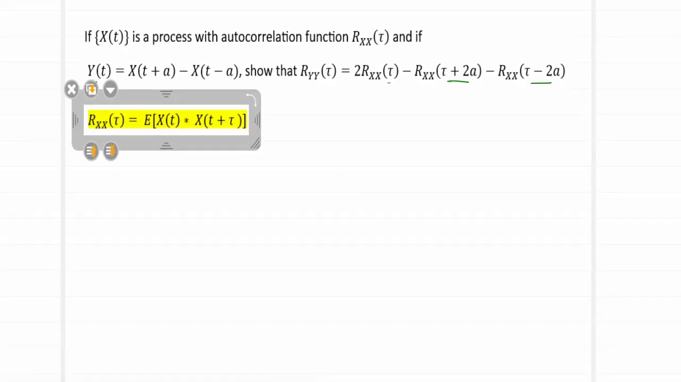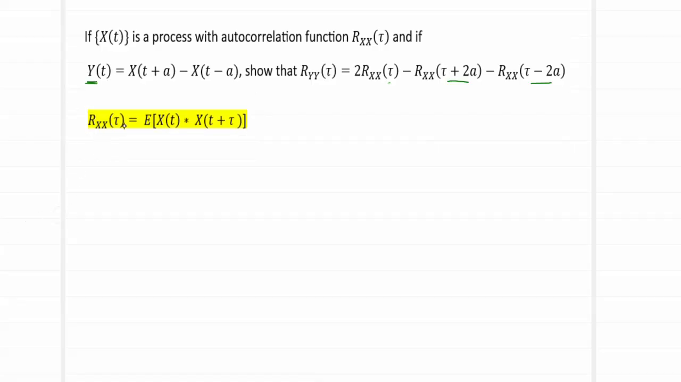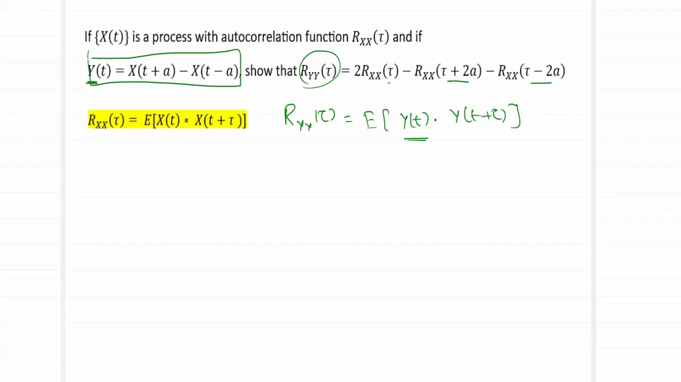We recollect the formula as Rxx of tau equal to E of x of t into x of t plus tau. But in place of Rxx, what we need is Ryy. So Ryy of tau will be the expected value of y of t product y of t plus tau. Now y of t has already been given to me. This is my y of t, and I'll be making use of this.